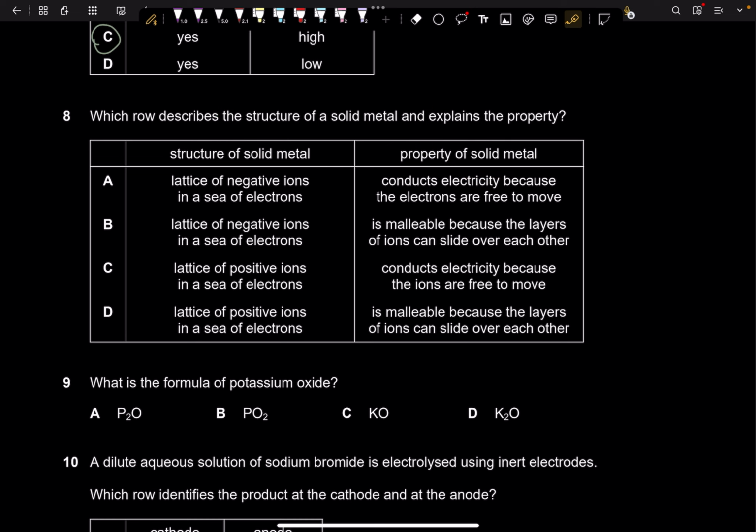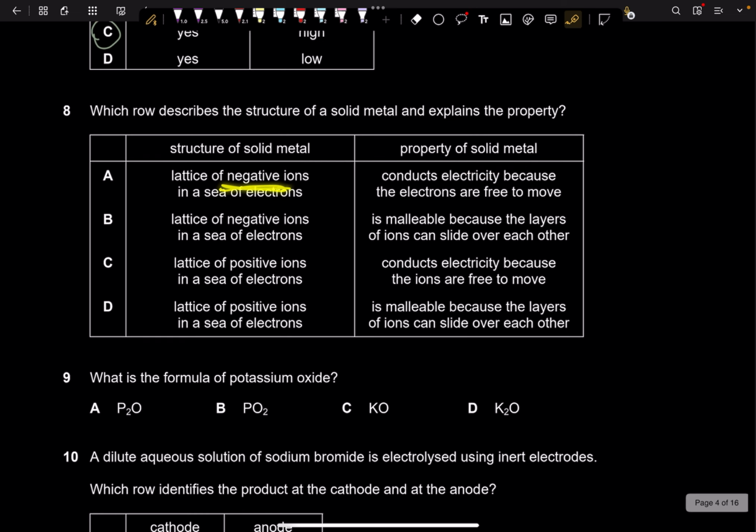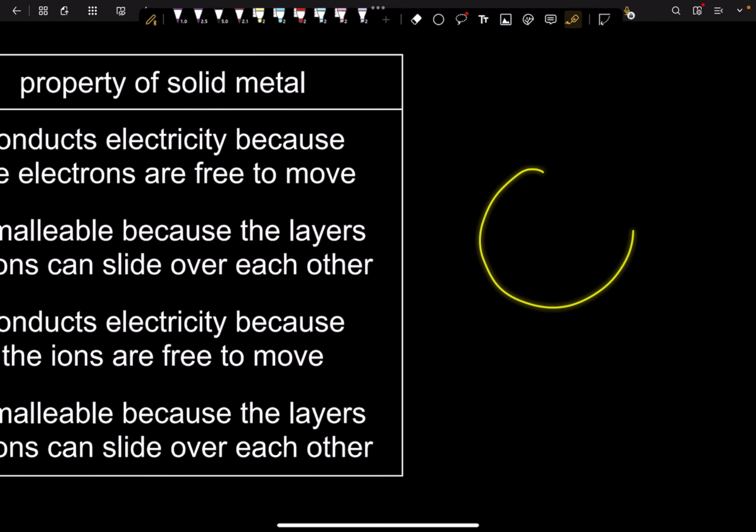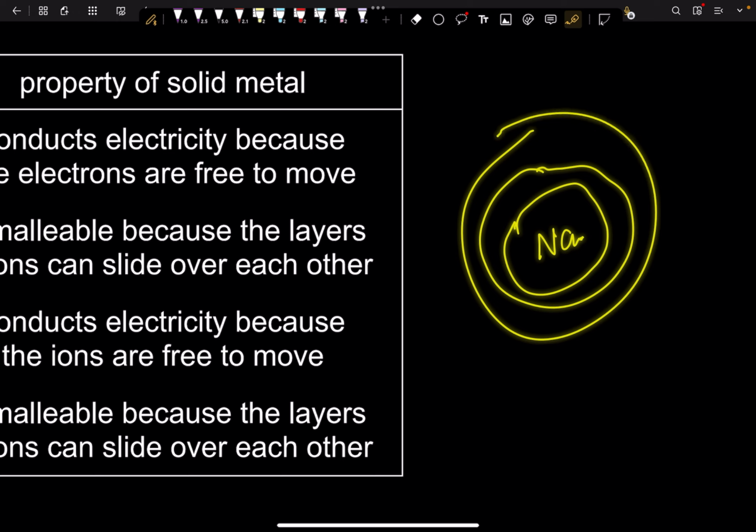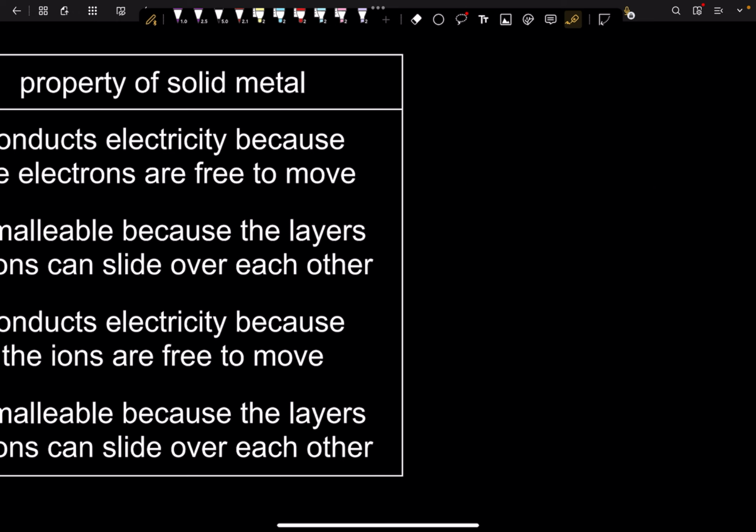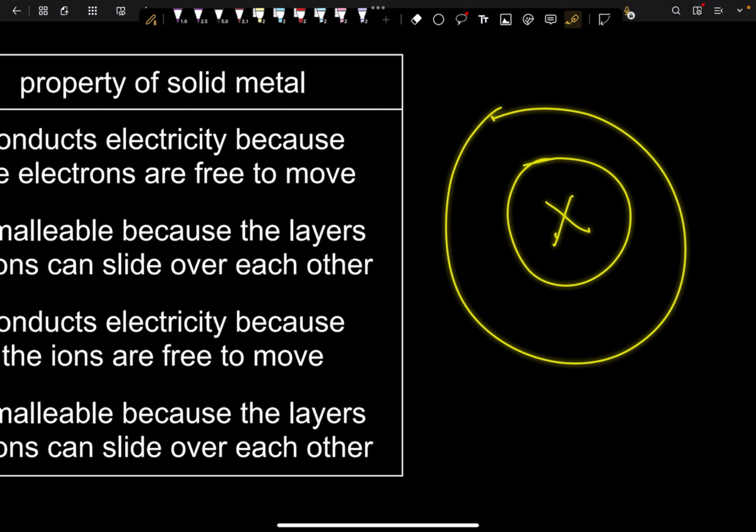Okay, the structure of a solid metal: we don't have negative ions, we have positive ions in metals. Why? Because see, you have your metal, this is its atom. For example, this is sodium metal, and it has 3 shells. Let's take a random metal, which I am naming X. For example, it has 2 electrons in its outermost shell. This random metal loses its 2 electrons.